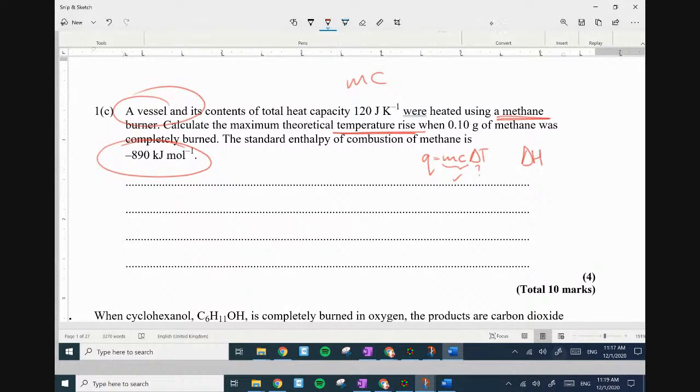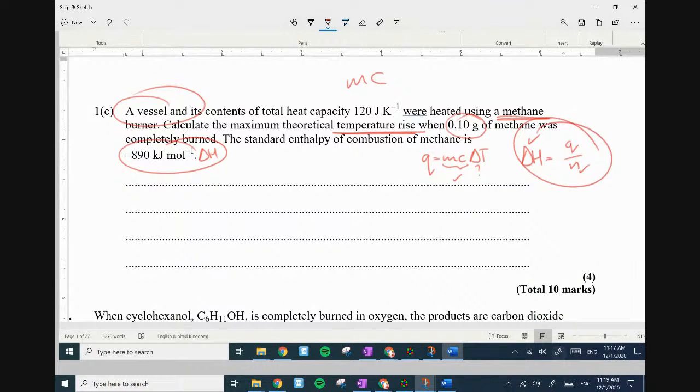But the second equation, delta H equals Q over n. I do have a delta H because it's here. And I do have grams of methane, which means I can work out moles. I need to remember that if one of them was divided by 1,000, then this one's going to be a times by 1,000 in the opposite direction. Got to watch out. It's all a trap. So let's run it through.